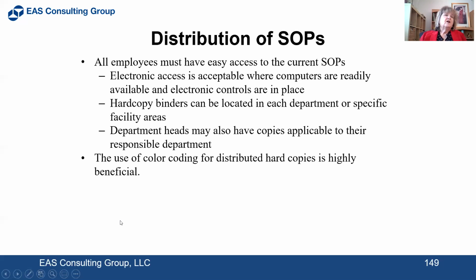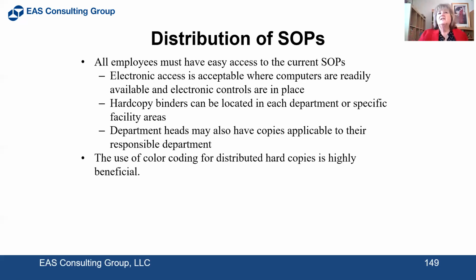Distribution of SOPs. All employees must have easy access to current SOPs. And some companies don't understand that. They don't have easy access. They'll have one set of books and it's in somebody else's office. That's not what they're talking about. Electronic access is acceptable where computers are readily available and the electronic controls are in place. And that means Part 11 compliance, where everybody has a different password, that sort of thing.